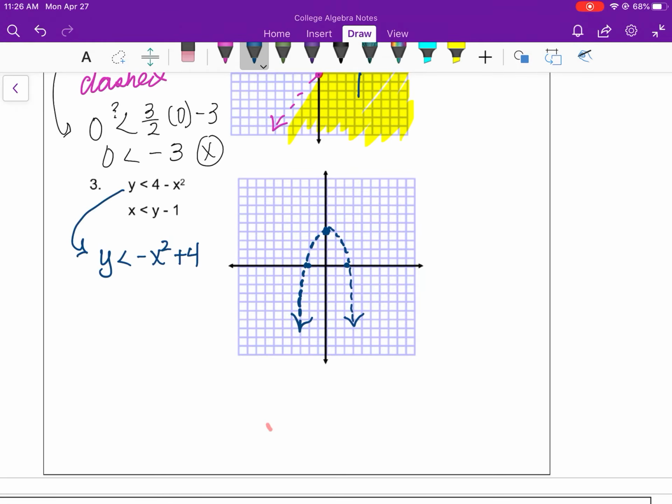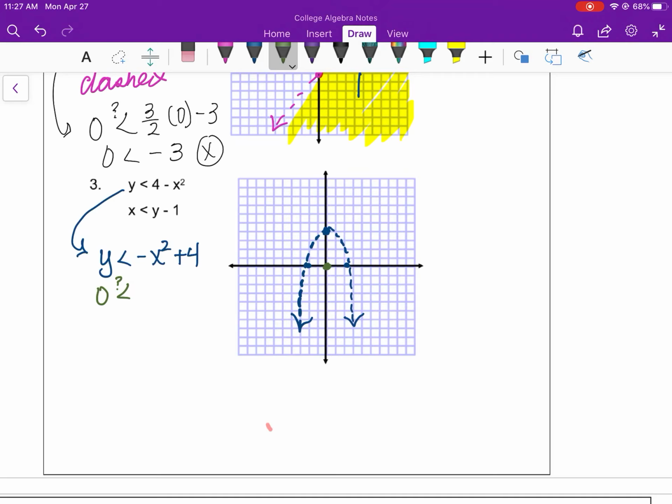So that's what we have right there. Okay, I'm going to check now and see when I shade, am I going to be shading underneath that parabola or am I going to be shading up above it? And so I'm going to go ahead and work with the ordered pair (0, 0) and see where I shade my parabola. So (0, 0) is right here.